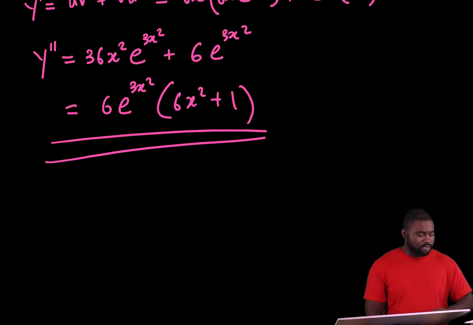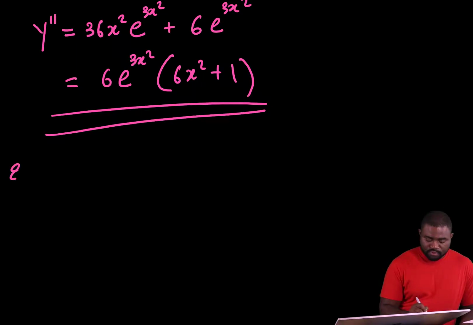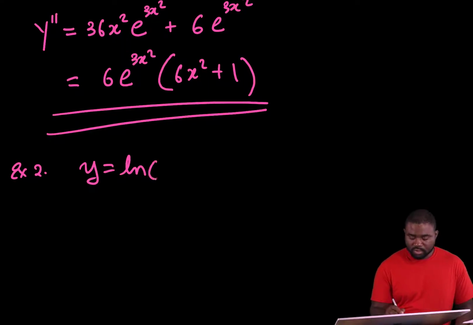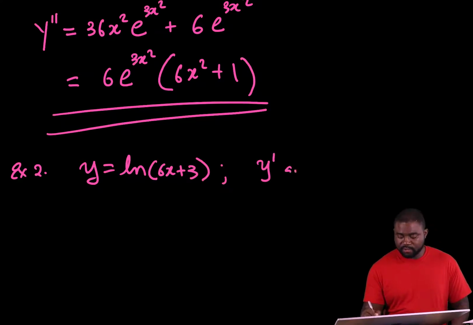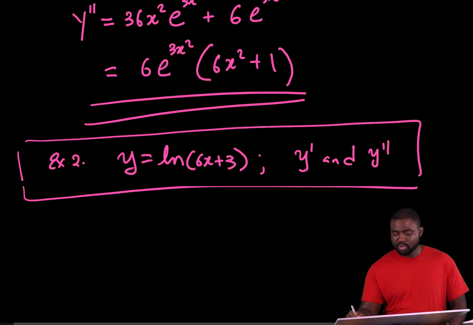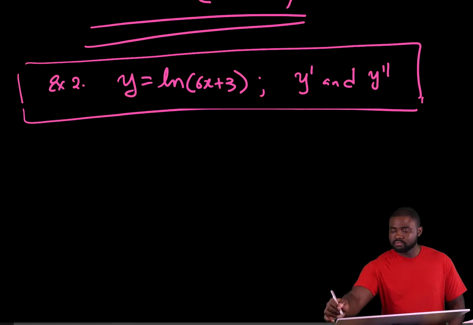Now, the next example that I would like for us to consider, let's look at example 2. We have y equal to the natural log of 6x plus 3. Now the question will be for us to look for y prime and y double prime. So this is the next example. You can actually pause this video here and watch.